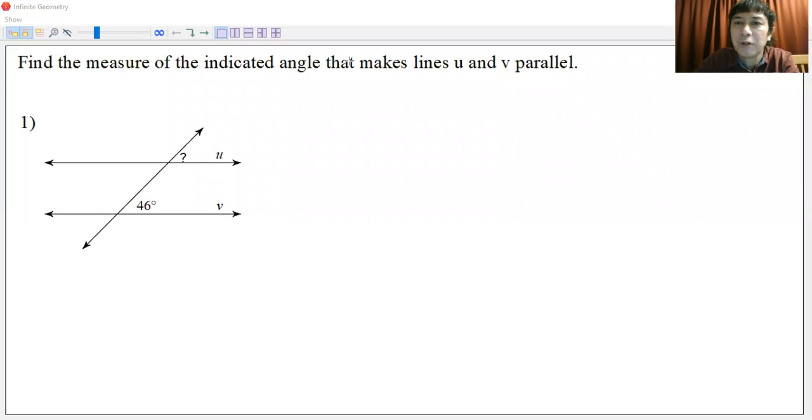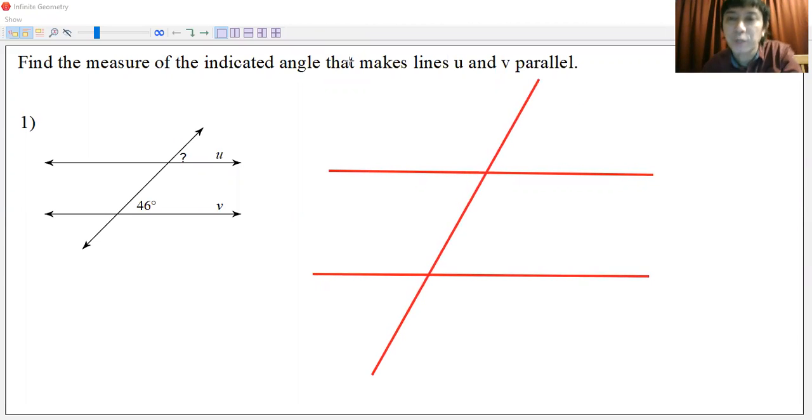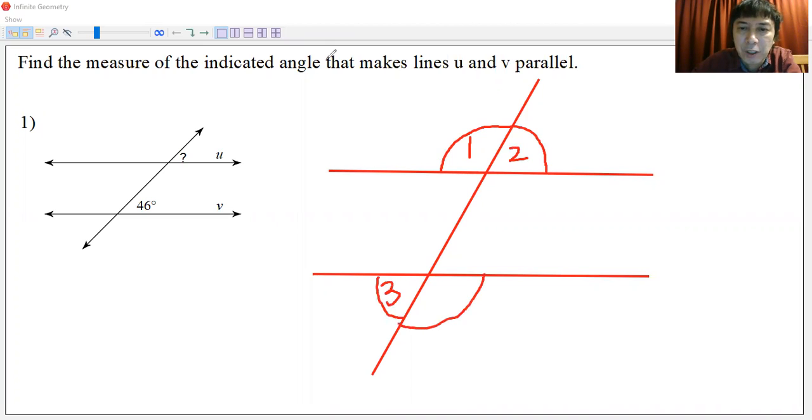We have here two lines with a transversal. Now there are concepts in this diagram. We shall have the angles first. This is angle 1. This is angle 2. This is angle 3. This is angle 4. Angles 1, 2, 3, and 4.